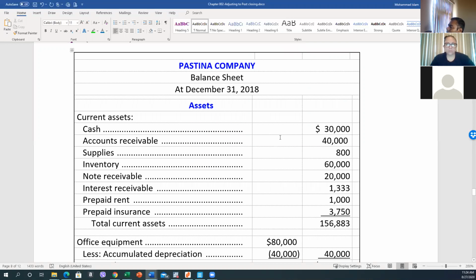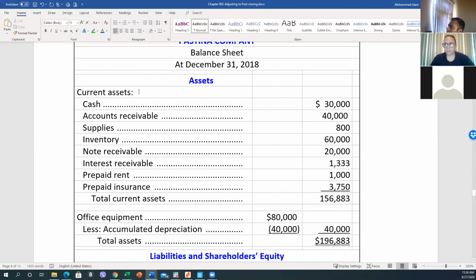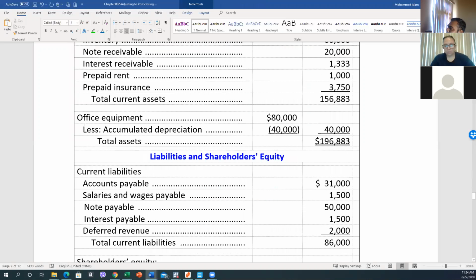Then the balance sheet. We have a long list of assets and liabilities. The first one is the current assets: cash, accounts receivable, supplies, inventory, note receivable, interest receivable, prepaid rent, prepaid insurance, total current assets. And then office equipment. This is not written under the head current assets. That is why we have separately calculated total current assets, because office equipment is not a current asset.